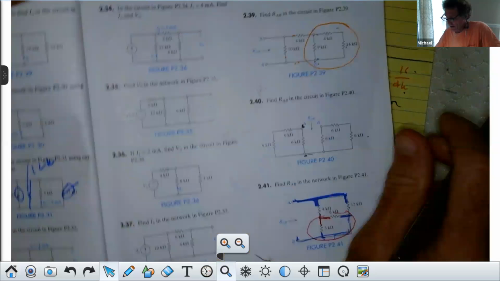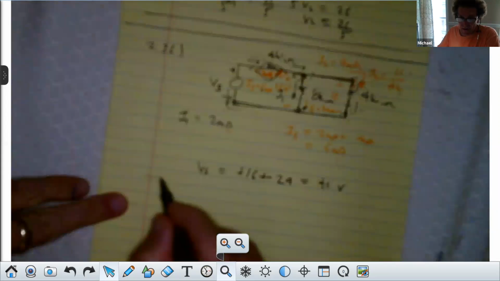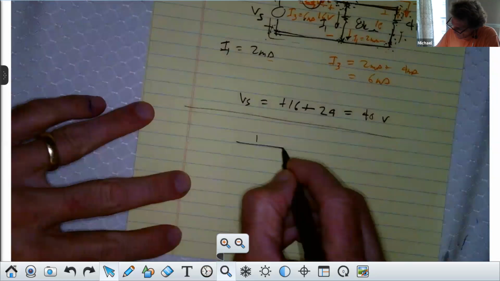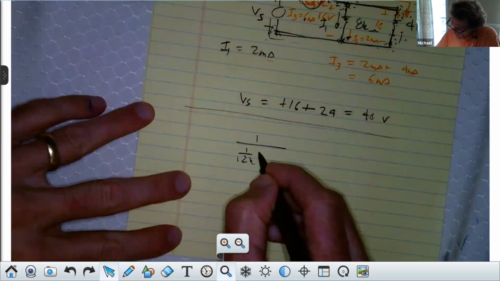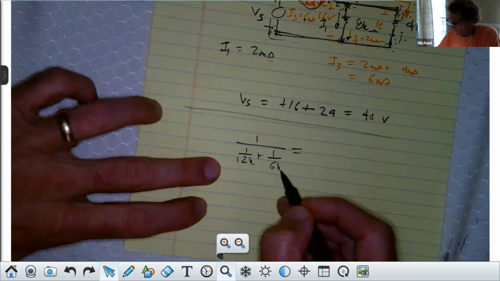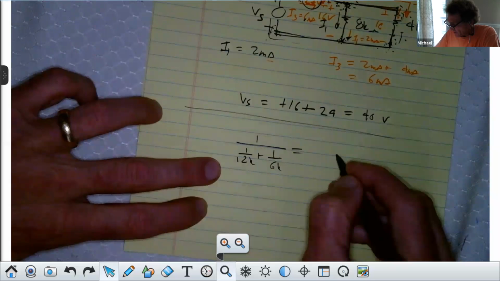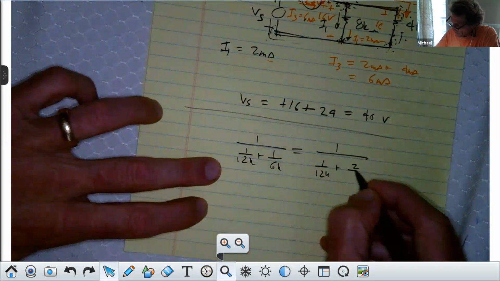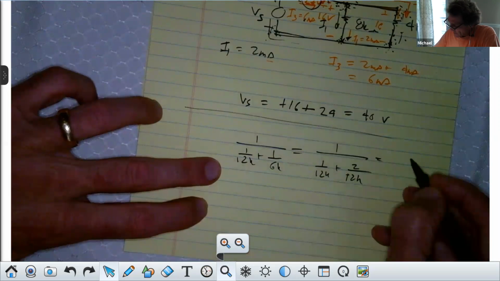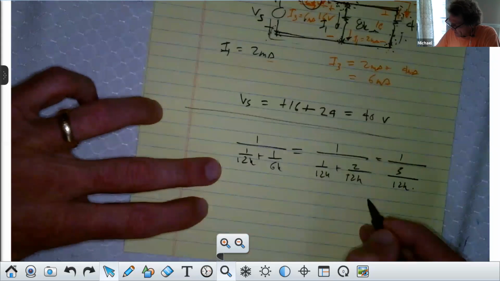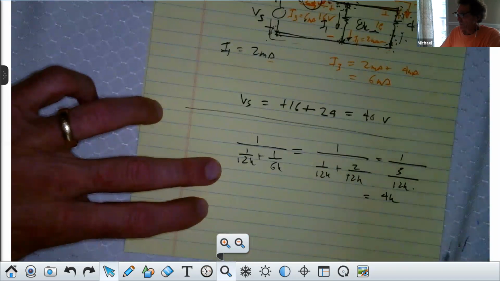Maybe I better put this down here. The math is this in a nutshell. It's simply 1 over 12K plus 1 over 6K. The common denominator on this, or the denominator you can use, is 12K. So that's 1 over 12K plus what? 2 over 12K, correct? And that's 3 over 12K, or that's simply 4K, isn't it, class?